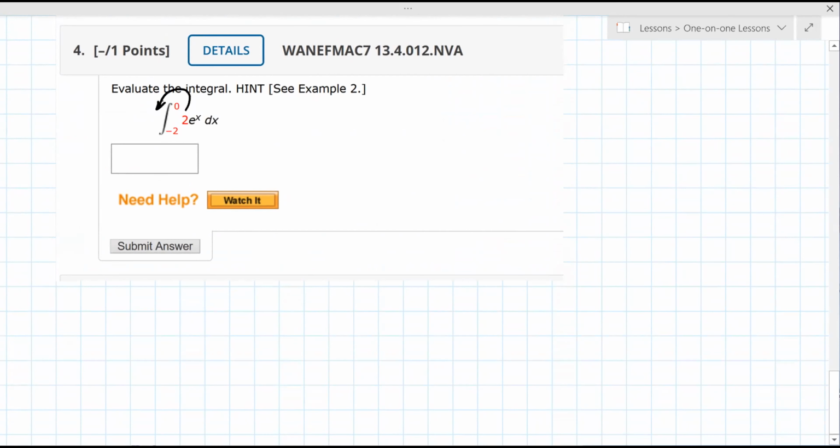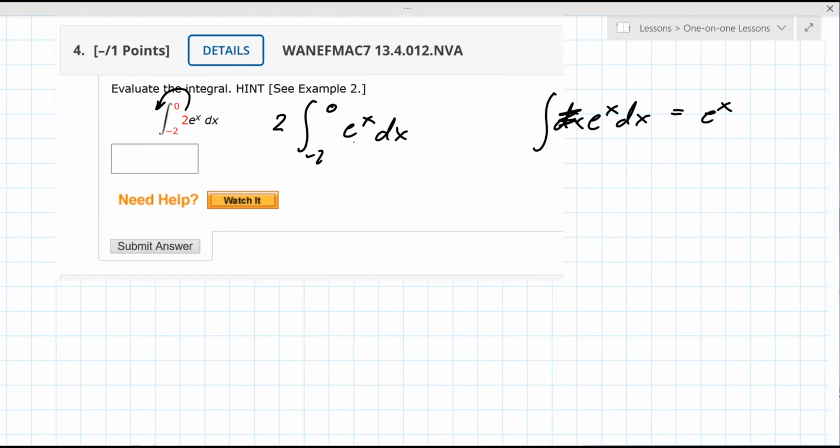You can bring a 2 out. This is really 2 times the integral from minus 2 to 0 of e to the x dx. The integral of e to the x dx is itself. It's the only one that is itself. It's a big deal. It's called the transcendental function. For you, it's your choice. Maybe if I was learning this again, I would put the 2 on the outside. I'll do that for this problem. So it's 2, and then it's e to the x. It's the antiderivative. You have to evaluate that from minus 2 to 0.